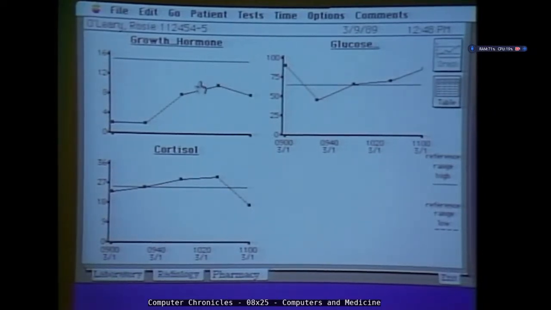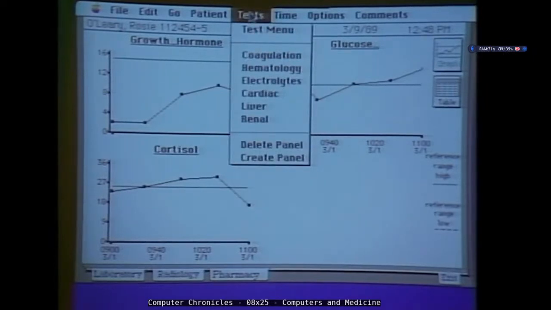Okay. While we're here, let me show you some of the other things you can do. Typically, doctors think of tests in groups. They may think about the heart or the liver or whatever.